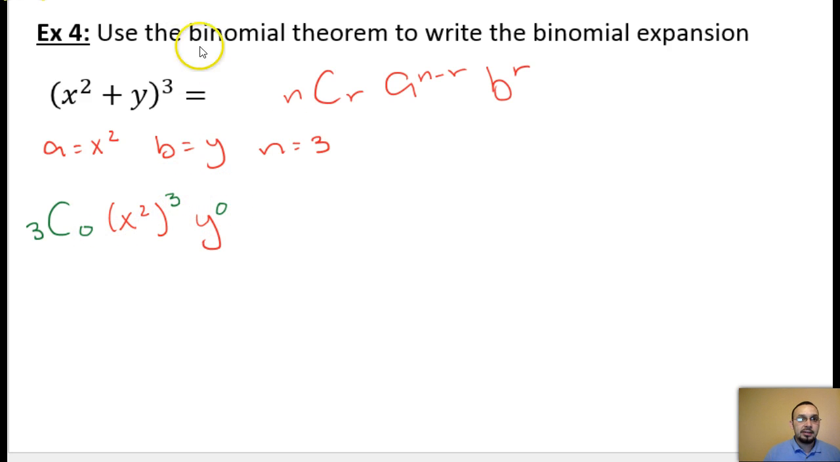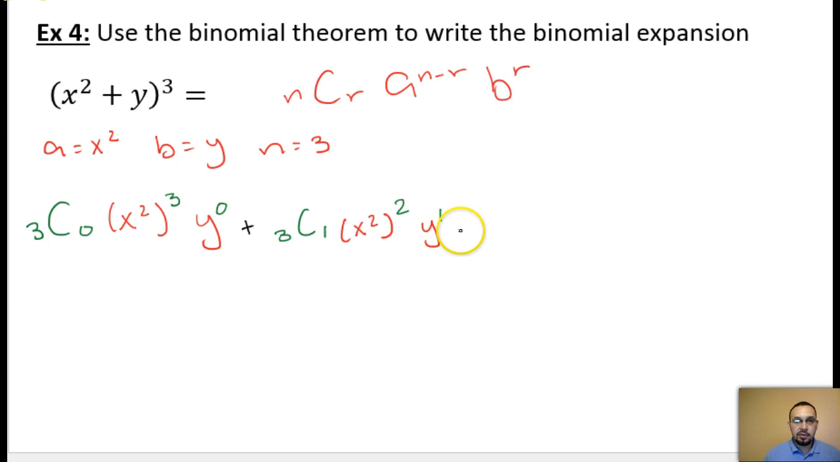So then I'm going to add. And I'm going to do the second iteration. So I get 3 choose 1. My a never changes. 3 minus 1 gives me a 2. And I get y to the first power. This subindex, this r, will always match the power of my b value.